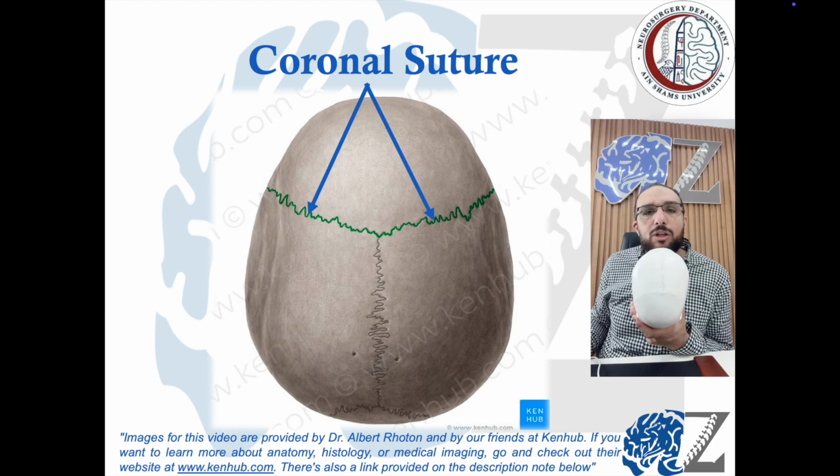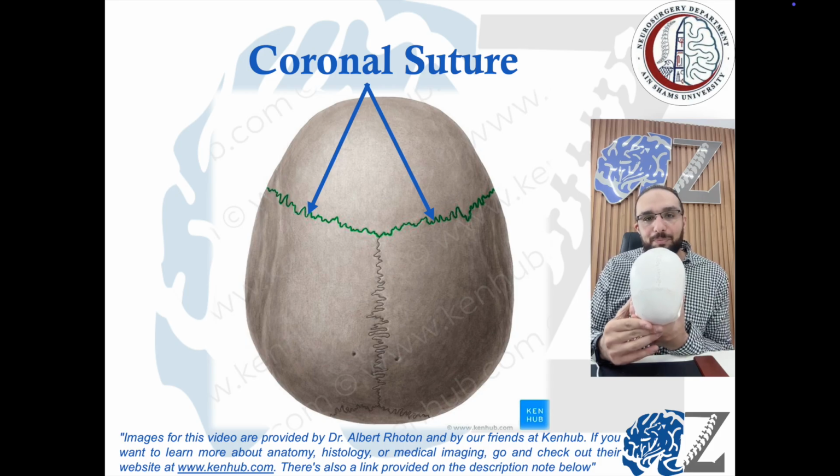What is this suture called? It's called the coronal suture. It's like the skull is wearing a crown. Okay, so this is the coronal suture. It's the suture that fuses the frontal bone with the two parietal bones of the skull.